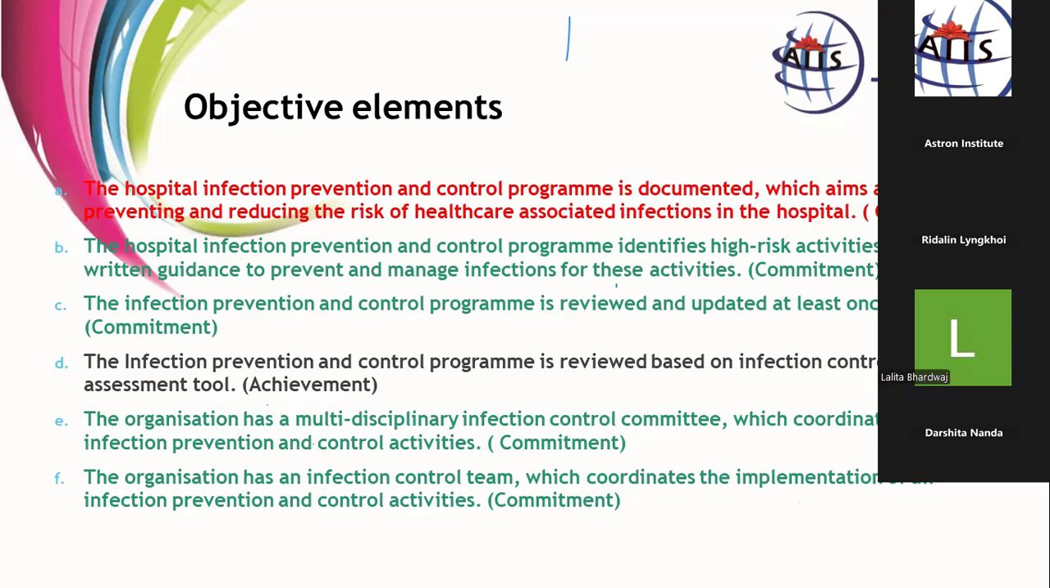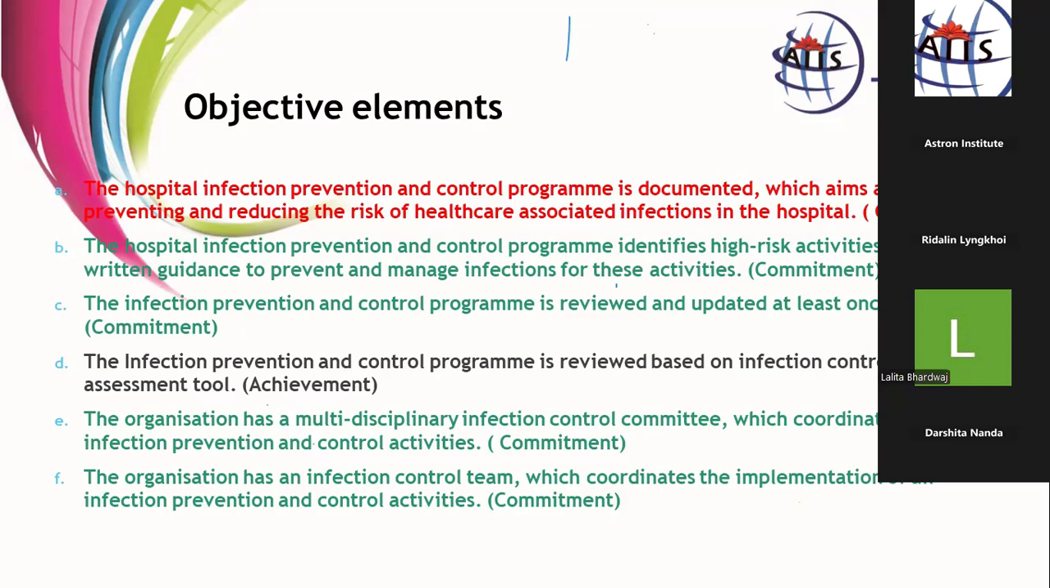Second is the hospital infection prevention and control program identify high risk activities and has written guidelines to identify these high risk activities, these high risk procedures in your manual. These high risk activities include hand hygiene, spill management, how you handle the major and minor spill management, sharp management also, how you manage your waste, biomedical waste also. So these points will come in your manual.